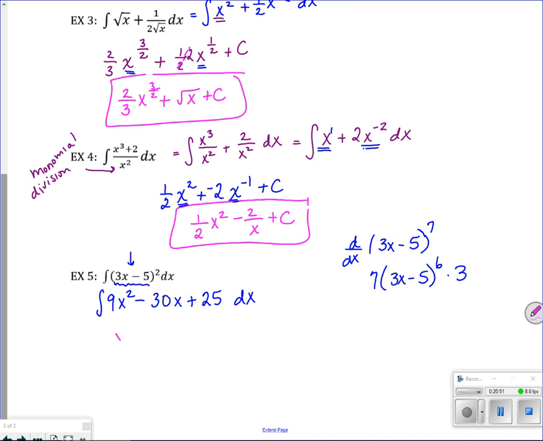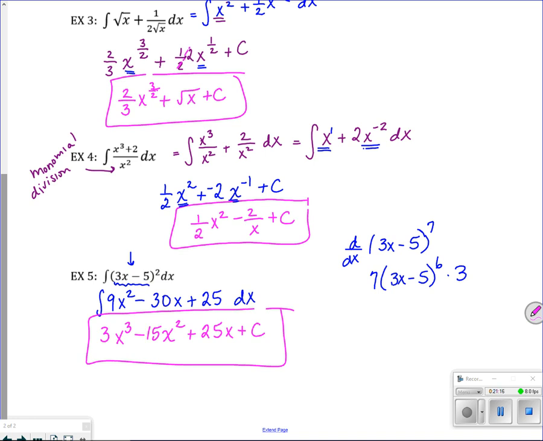So increase the power by 1 is cubed. 9 divided by 3, you're probably now doing this pretty quickly. It's 3x cubed minus increase the power by 1 is 2. 30 divided by 2 is 15. Increase the power by 1, 25x. Can't forget my constant of integration. And that's my final answer.